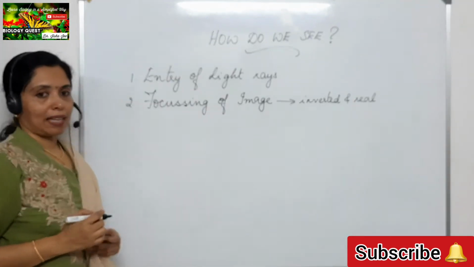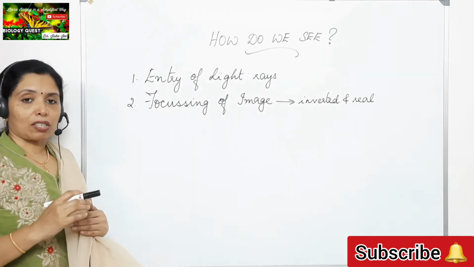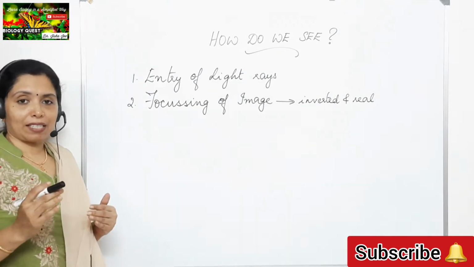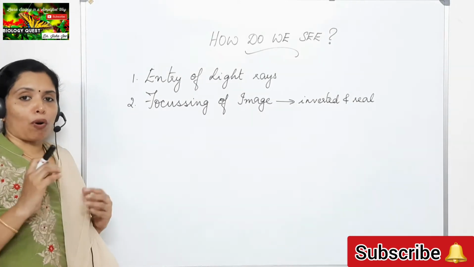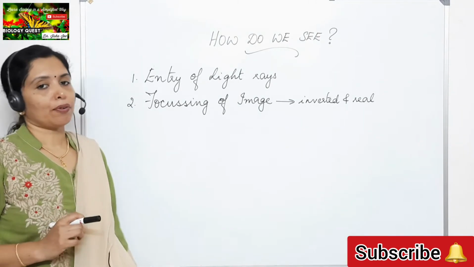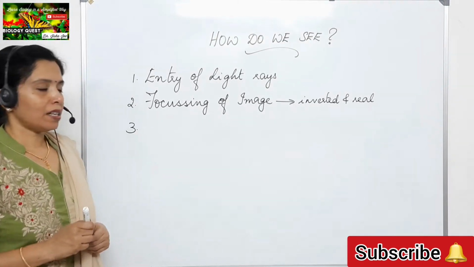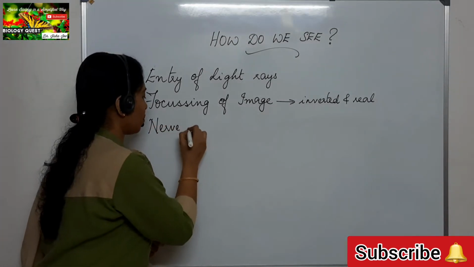Okay, so that is the second step. The light rays, after passing through the various structures, finally fall on the retina, and the image of the object is formed on the retina, and this image is inverted and real. Now the third step is nerve impulses are transmitted to the brain.